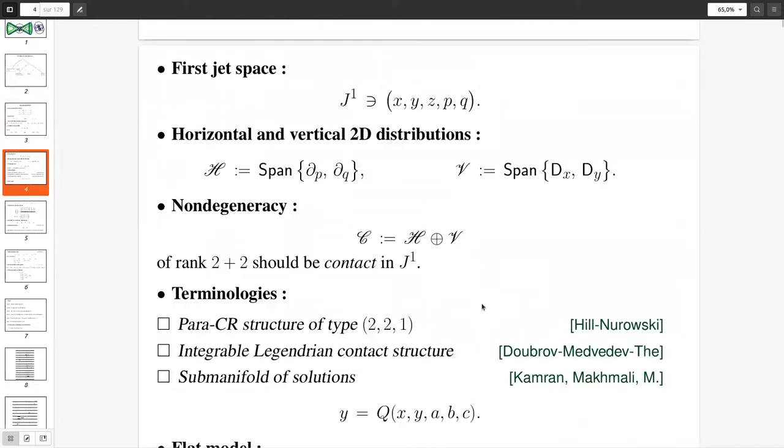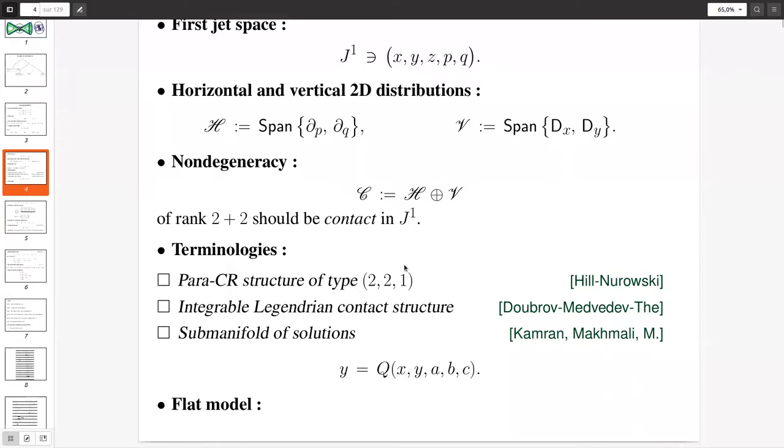So in the first jet space, which is five dimensional, we have two distributions, vertical and horizontal, and they are linearly independent at every point, and their sum is four dimensional. We assume that it is maximally degenerate, that it is contact. There are many terminologies for such objects which denote the same mathematical structure, like parabolic structure of type T 2,2,1. Two is the rank of H, two is the rank of V, and 1 is the plus 1, because the manifold M is of rank 5.